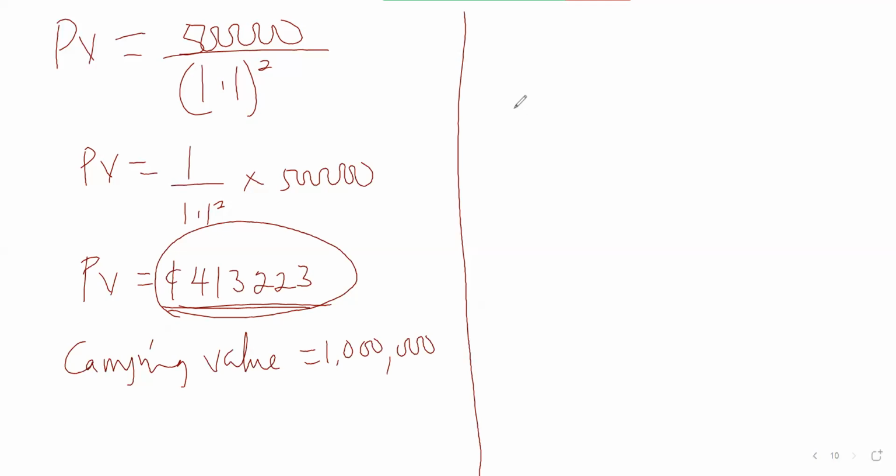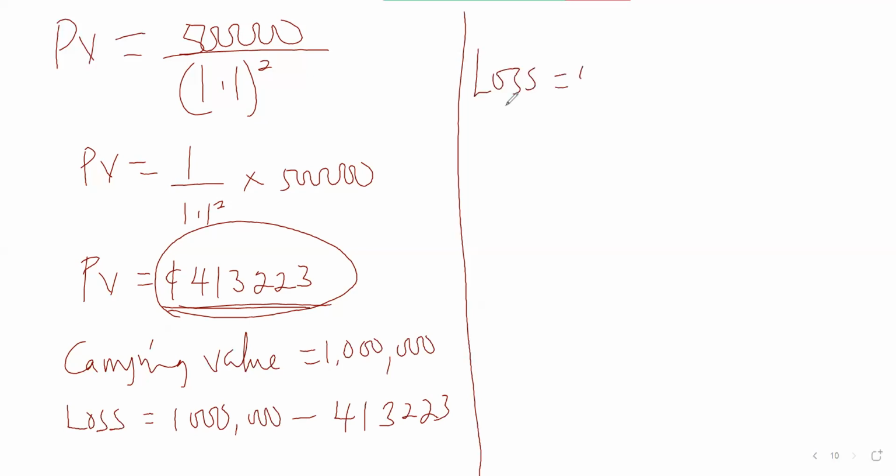So what is the difference? What will be the loss that we are going to suffer? What is the expected loss that we are expecting? That will be 1 million minus 413,223. What are we getting? 586,777. Okay, that is the expected loss.